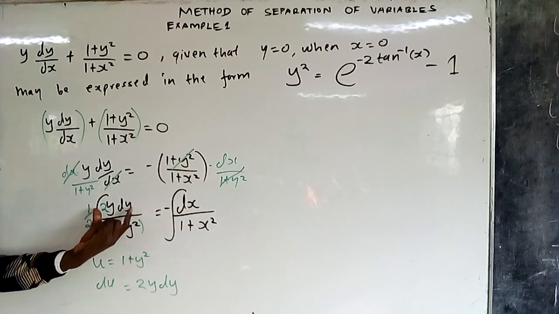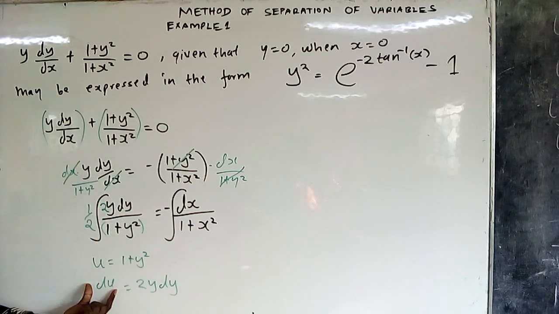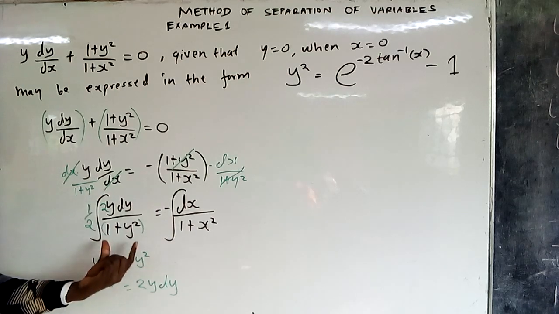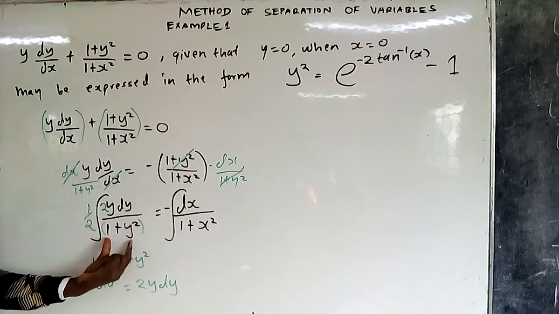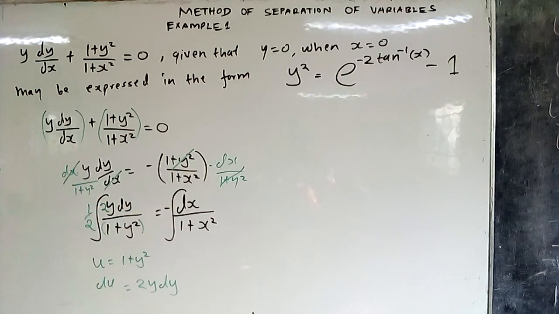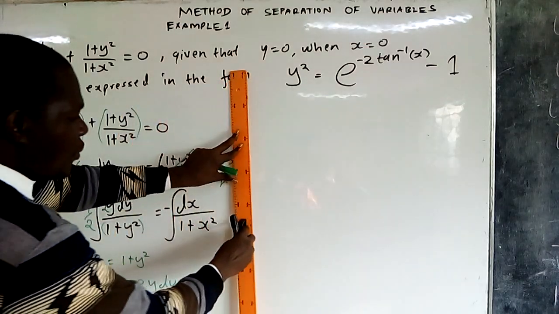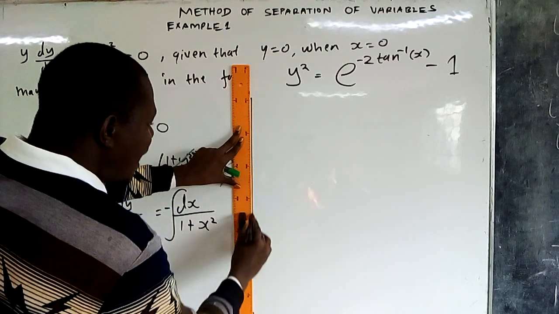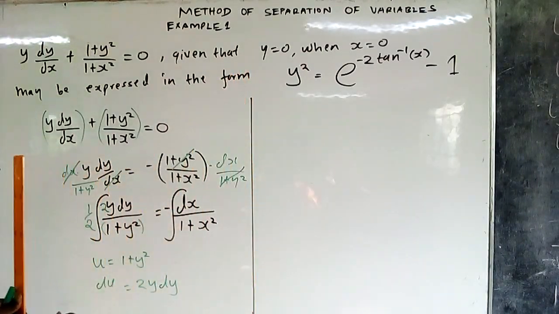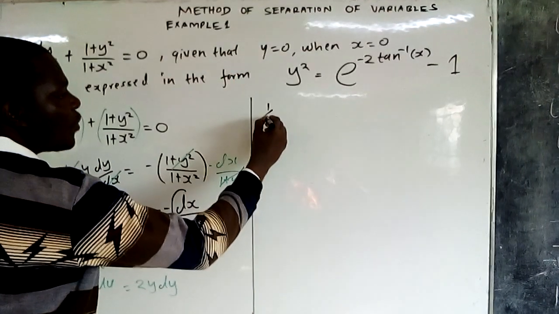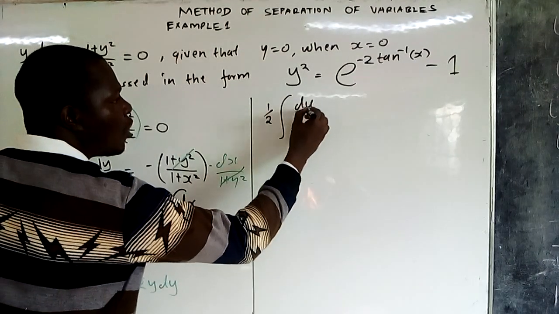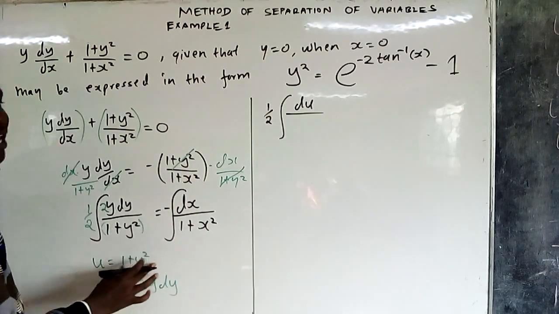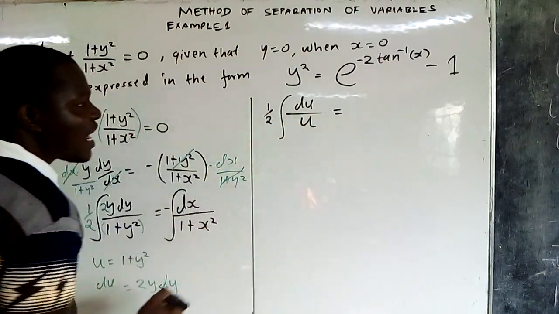So it means when we have 2y dy, we are going to put what? du. And where we have 1 plus y squared is what? Is u. So here it's like we have du over u, isn't it? Are we together? It's like we have du over u. So what is du over u? ln of u. Very good. That is ln of u. So here you can see we have a half integral of 2y dy we found is du, over 1 plus y squared is u. We are done with that side of the equation.